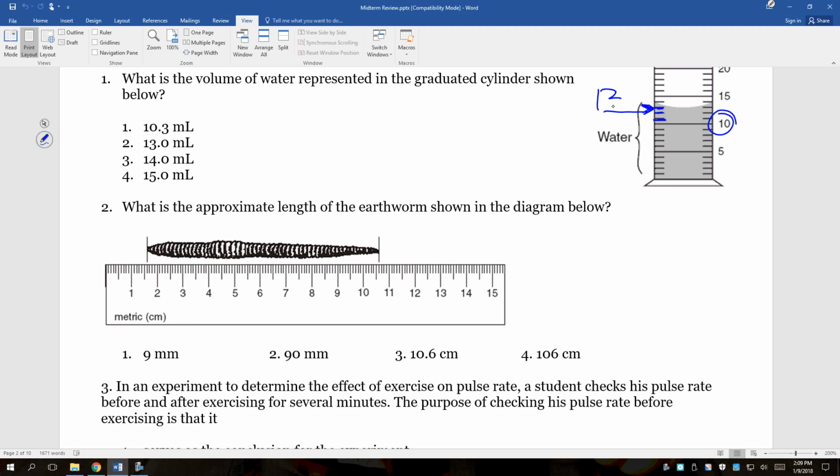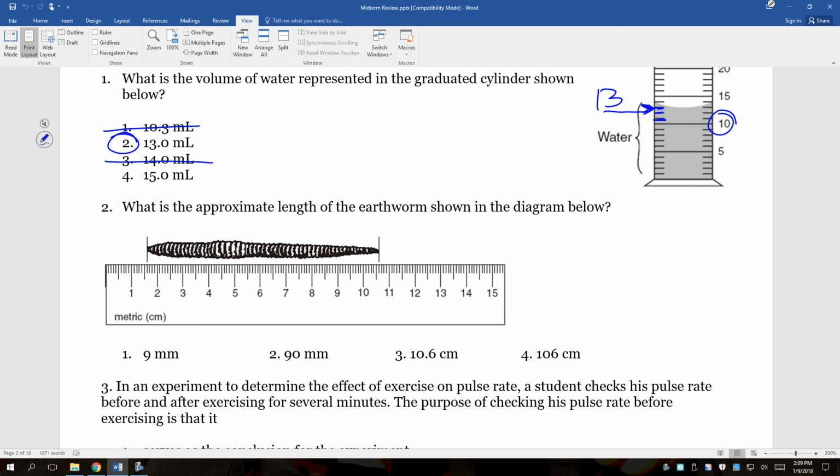That's going to be 13. That would make the correct answer for this 2. Important to note, they give you 10.3 as the first one. That's just to make sure that you're checking the scale on that graduated cylinder. That scale is going up by ones, not 0.1. They put number 3 there to kind of fool you, to make sure that you're actually reading from the lowest point. So you can cross that one off.